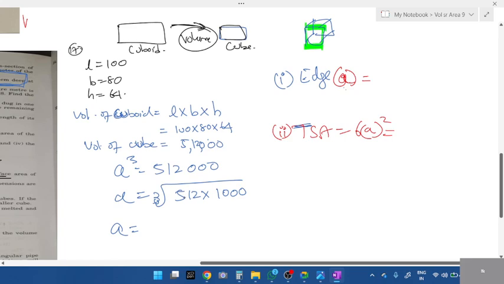What is the cube root of 512, students? Cube root of 512 is 8. Cube root of 1000 is 10. The answer is 80. If you try to factorize, it's a very lengthy concept. You won't get the answer. So do it like this. Split it and do it. A value is in centimeter. We got 80 centimeter. Find total surface area.